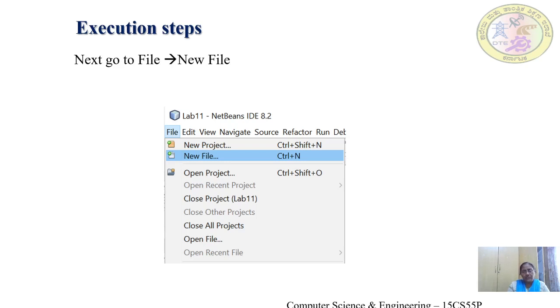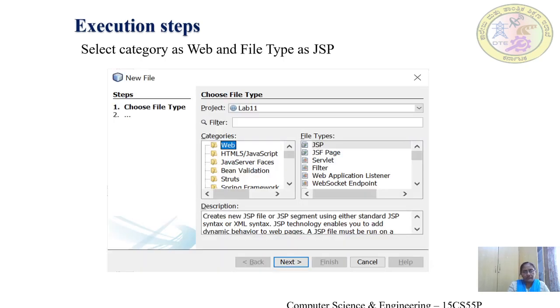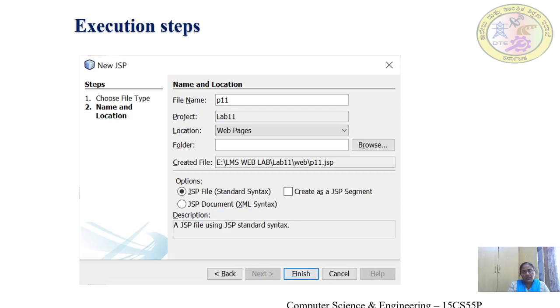For creating the JSP page, go to File, click on New File, then select categories. In the categories you select Web, and in file types you select JSP, then click on next. It will ask you to enter the name of the Java Server Page. Here I have given my file name as P11. It adds the extension .jsp. This name we are using in the HTML file for processing this bulb order form. Next you click on finish.